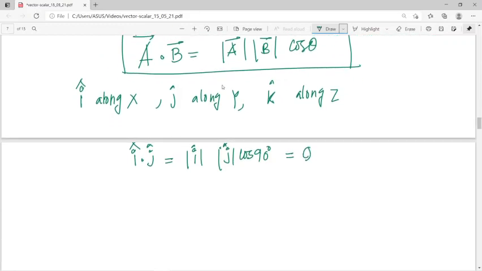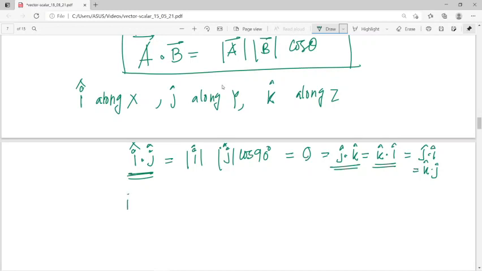You should remember that, to solve different problems. Similarly, if we write j cap dot k cap, or j cap dot i cap, or k cap dot i cap, or k cap dot j cap, whatever it be, if they are perpendicular to each other, the value is 0.